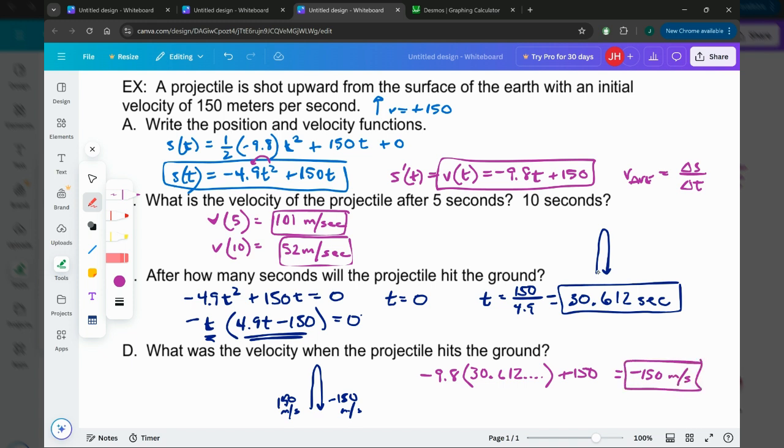Now, because it went straight up and straight down to the exact same point, when did it reach its highest point? Well, it reached its highest point at half of that number. It's at about 15.306 seconds when it reached its highest point. So we could even figure out how high the projectile went as well. I hope this helps with some position and velocity. Remember, if you have a position function, the first derivative is its velocity.